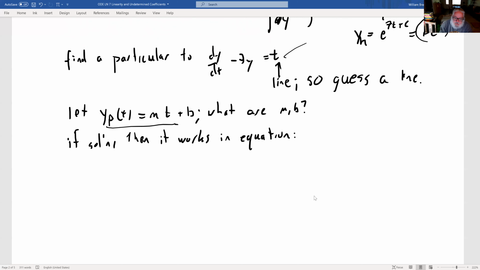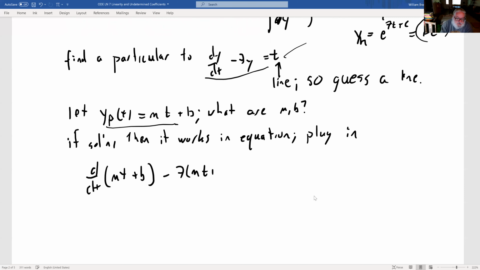So plug it into this equation, and what do we get? We get the derivative of mt plus b, minus 7 times mt plus b, equals t. Do the differentiation. The derivative of a line is just its slope, so that's just going to be m minus 7mt minus 7b equals t.